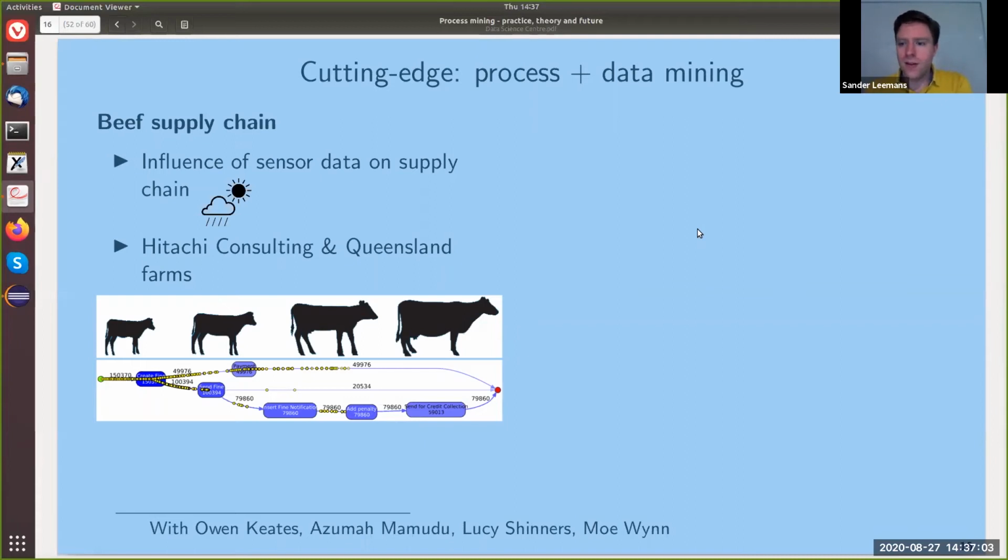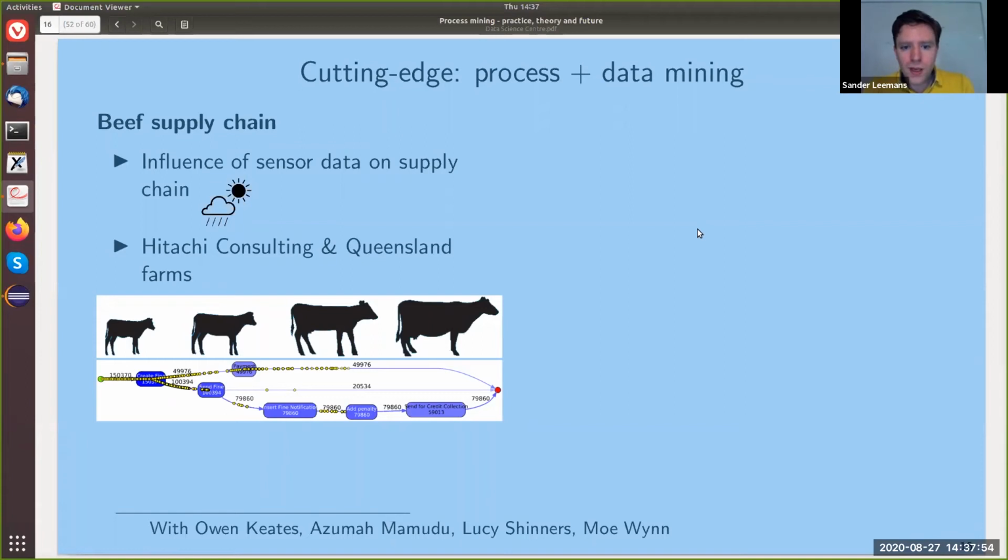Another cutting edge thing that we're currently working on and that we will use for future work is to combine process mining with data mining. And here Hitachi Consulting comes back. What Hitachi Consulting does is they look at the supply chain of beef, not for a single farm, but for the whole supply chain. So cows are born in certain farms and then they are moved to different farms to grow. That happens a few times to reflect different stages of the cows, in order to optimize that and make sure that they get the highest return on investment.